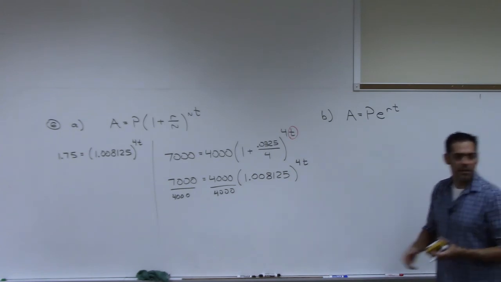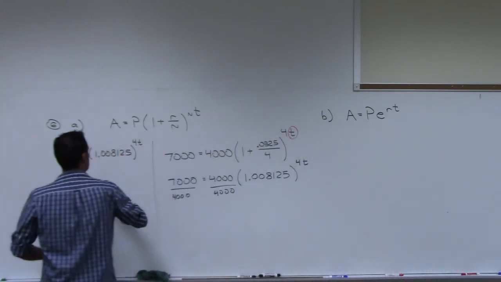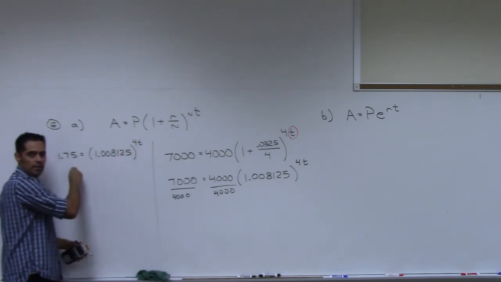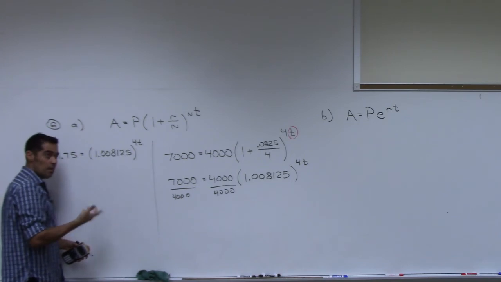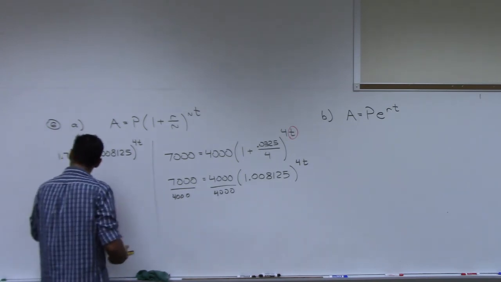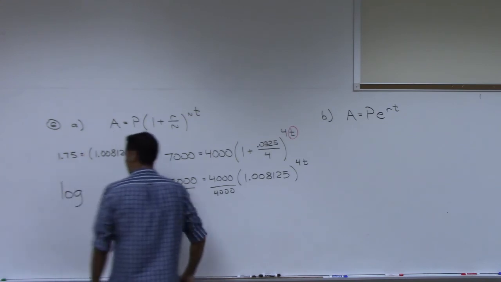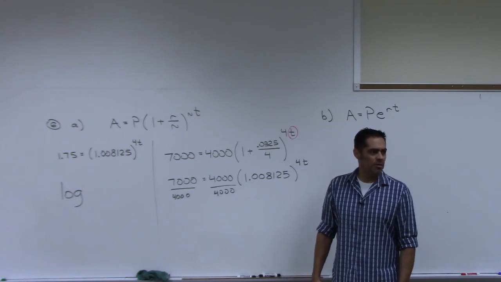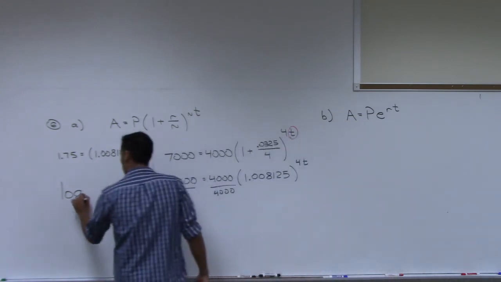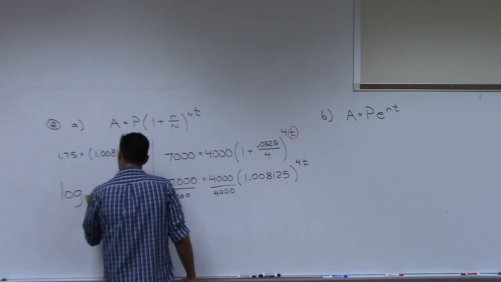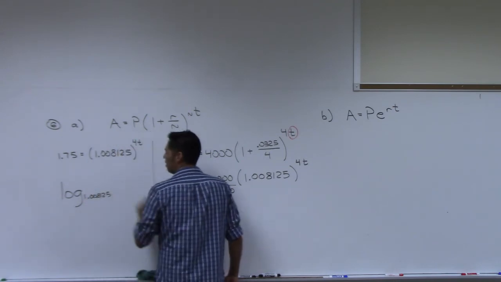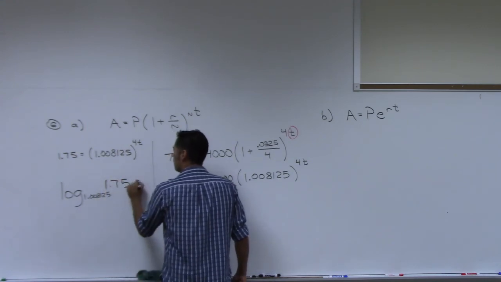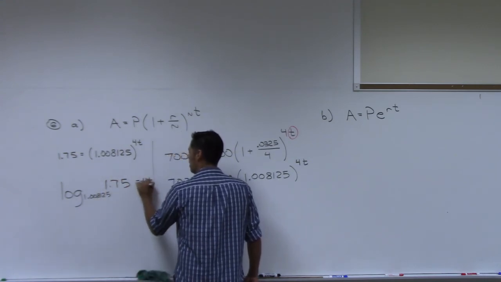Now that looks like 5 raised to the x equals 8. Do y'all see that? Number raised to power equals number. Now rewrite this in logarithmic form. It's going to be log, what base is that? It's a weird base, isn't it? 1.008125. That's the base. 1.008125. What goes inside the logarithm? 1.75. And then equals what? 4t.